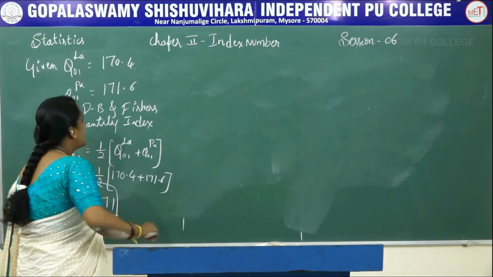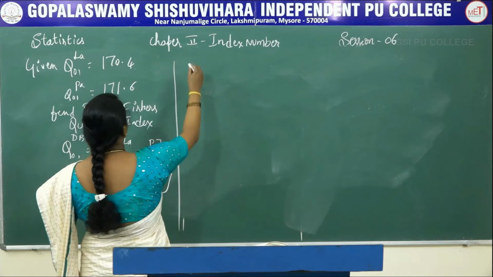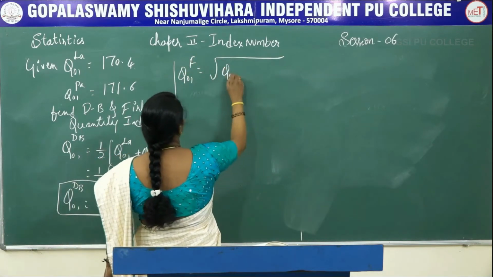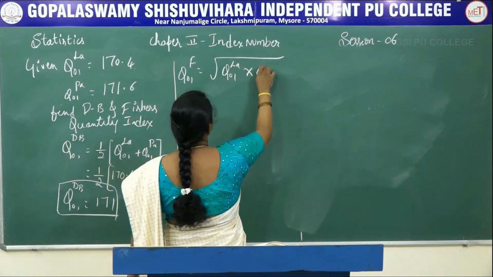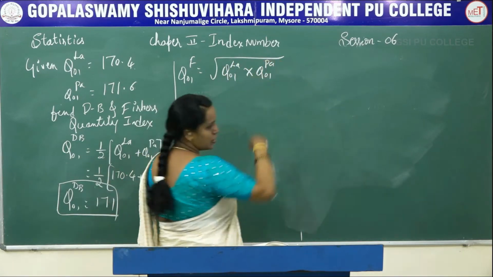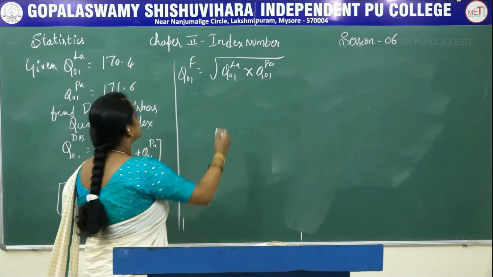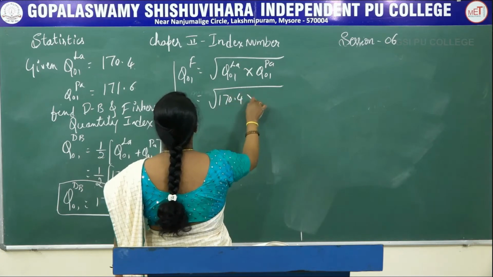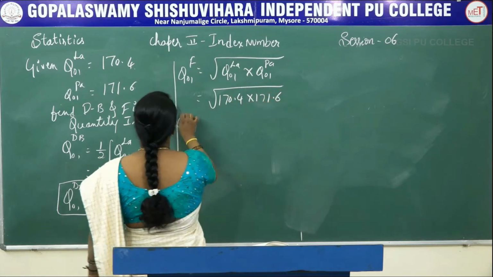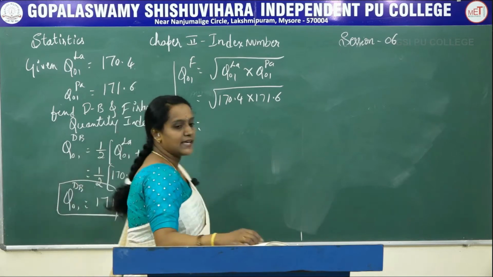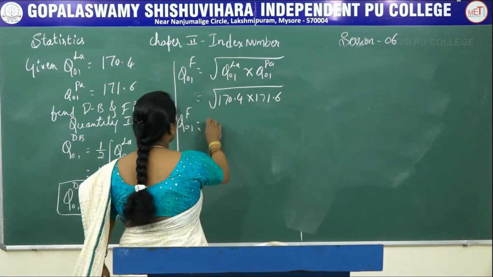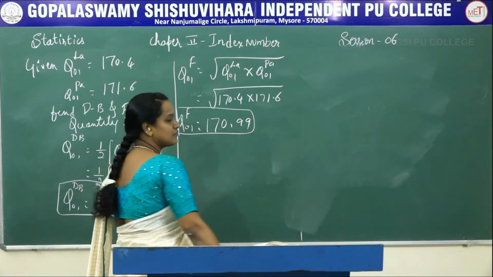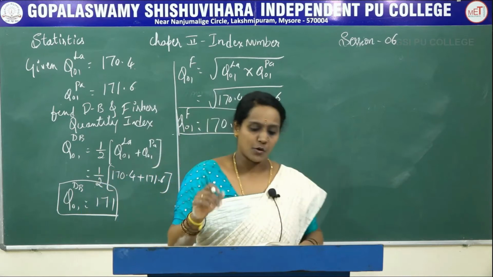It is 171. Similarly, to find Fisher's, it is square root of Laspeyres into Paasche. Here we will not multiply 100 in square root, so just substitute. It is 170.4 into 171.6. So Q01 of Fisher's is 170.99. Next problem.